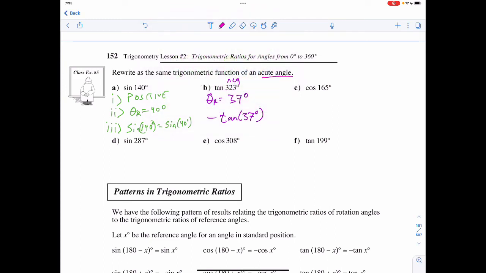For example, cos of 195 is going to be negative. The reference angle is going to be 15 degrees. It'd be negative cos of 15 degrees.